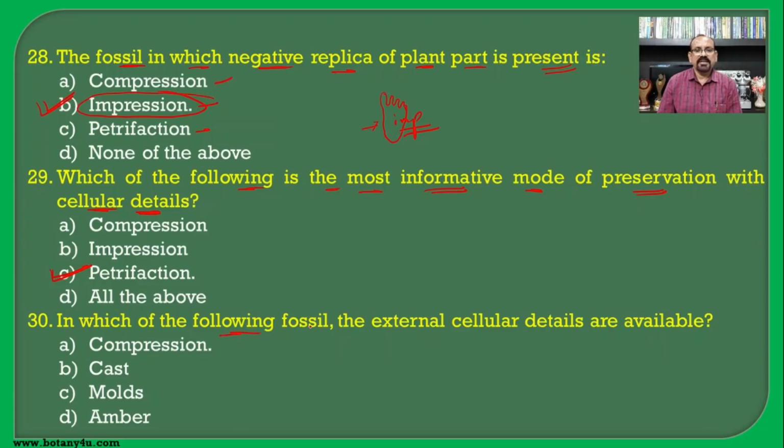Then in which of the following fossil the external cellular details are available? If we see the cast, mold and the amber, these do not have the external cellular details. As we have seen earlier, these are inorganic and the amber is formed from the resins, and hence the compression is the fossil in which there is availability of the cellular details from the external morphology, and hence the correct answer for this question becomes A, that is compression.